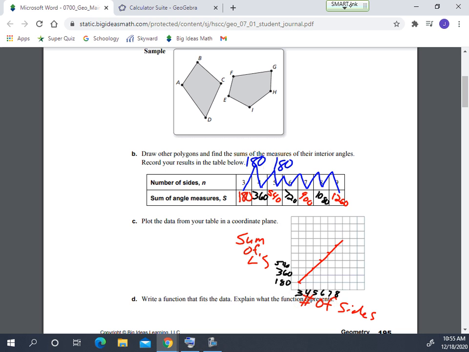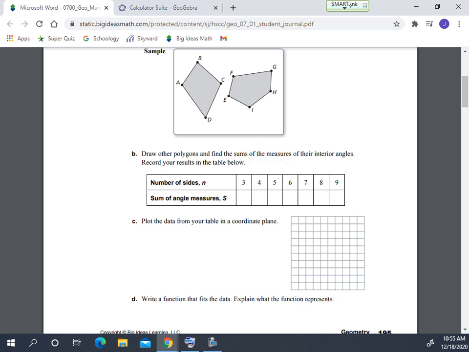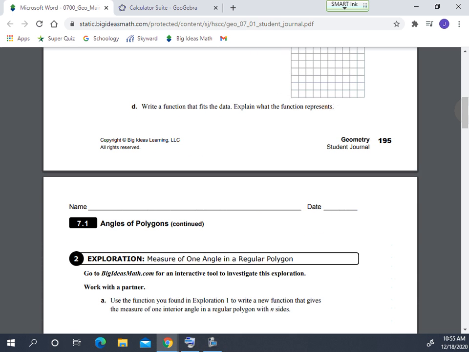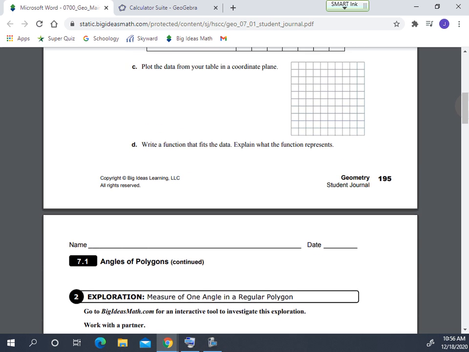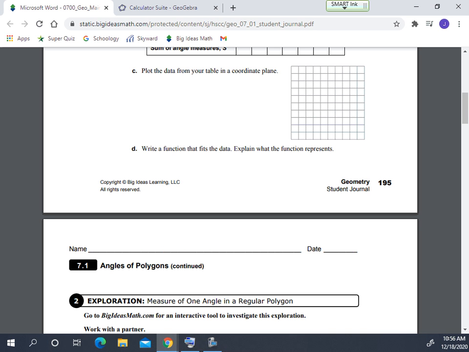So, knowing what we know, let's scroll down. Let's try to find a function that fits the data. I want you guys to try to come up with a rule. Try to think of a rule. And I'll give you a hint. We're going to be multiplying 180 by something. That's our general rule for finding the angles of any polygon. Starts with 180.